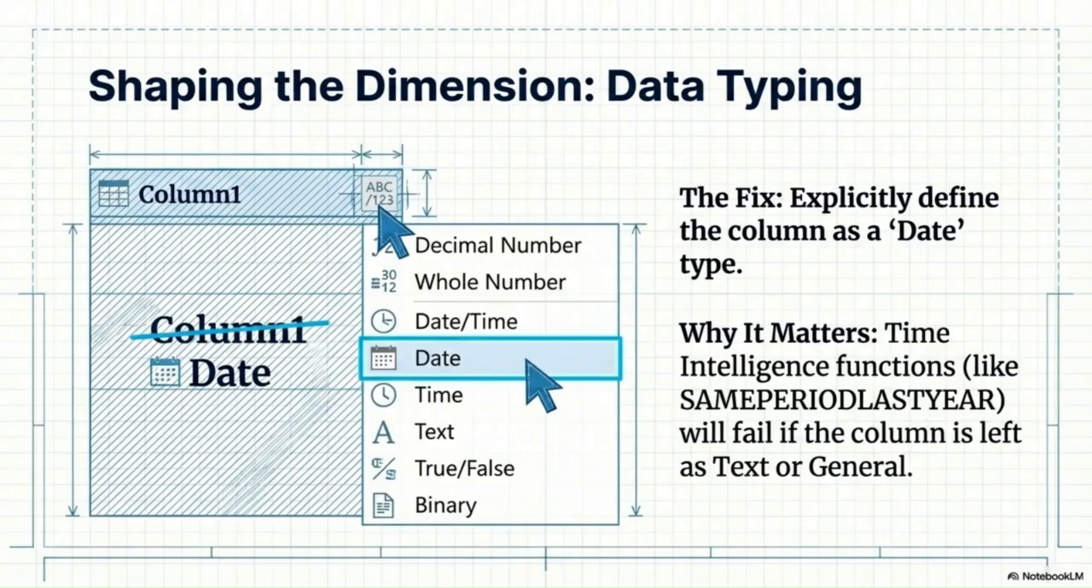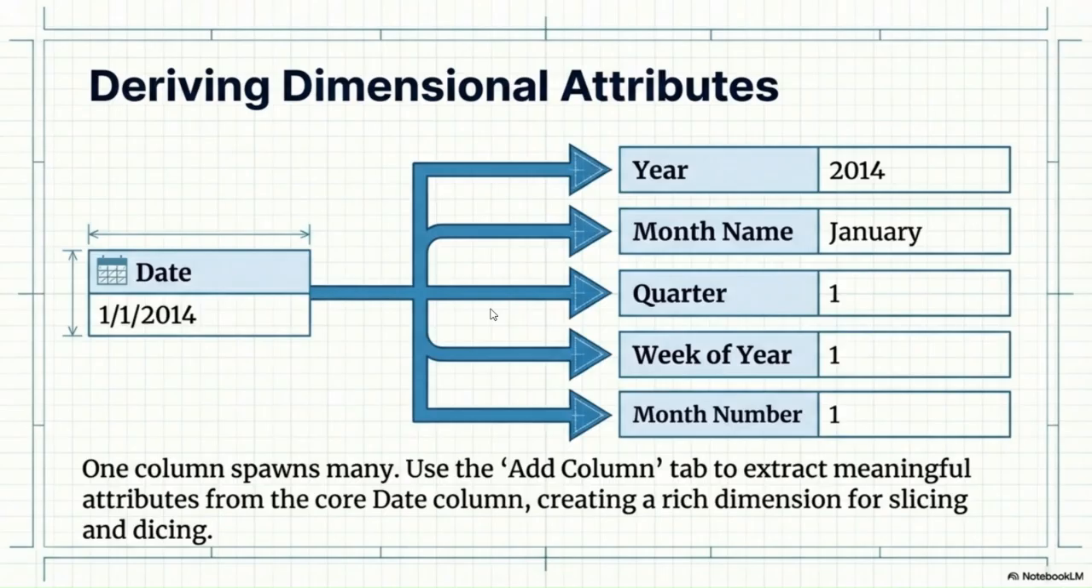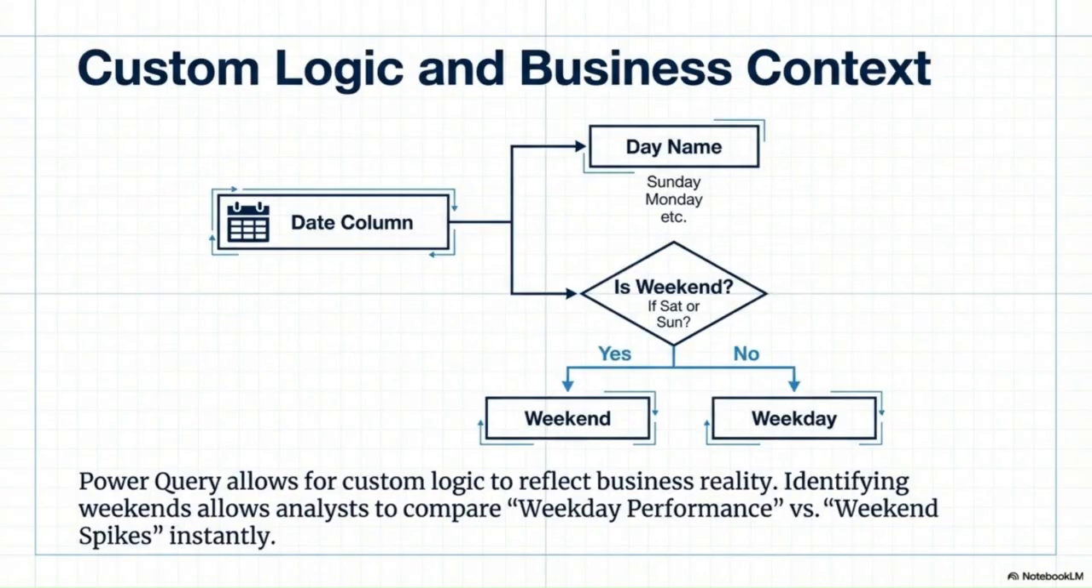One of the most critical steps is setting the correct data type. The column must be defined as date, not text. If this is skipped, time intelligence functions like same period last year and YTD will fail. From a single date column, we can derive year, month, quarter, and week number. These attributes allow slicing, filtering, and trend analysis across multiple time levels.